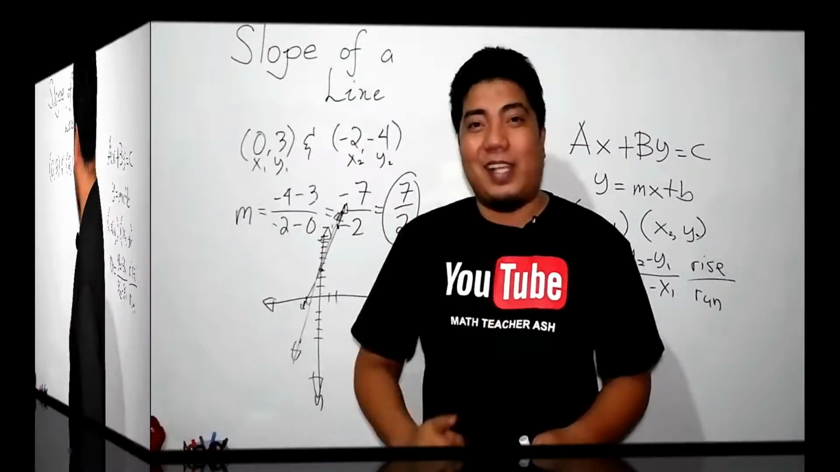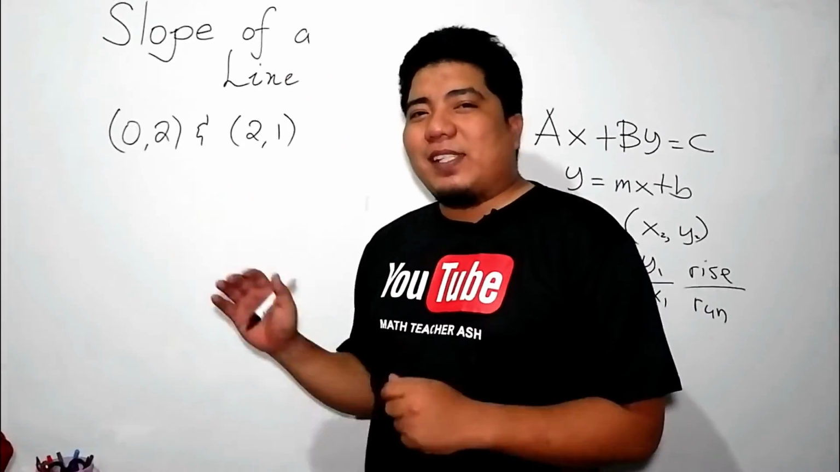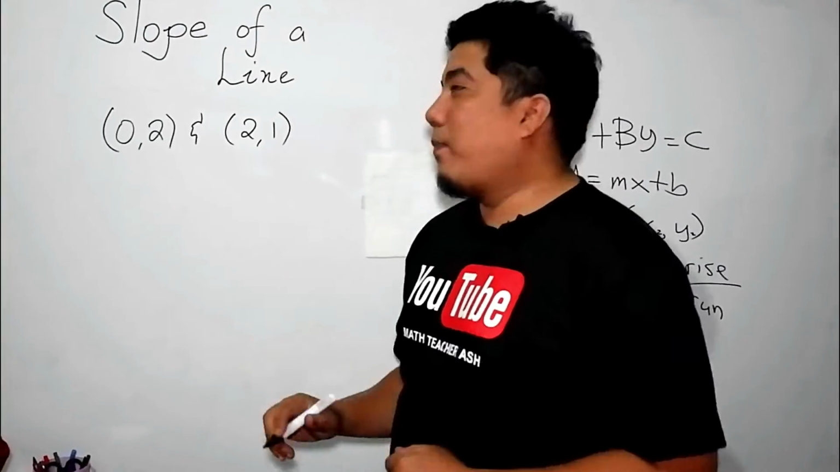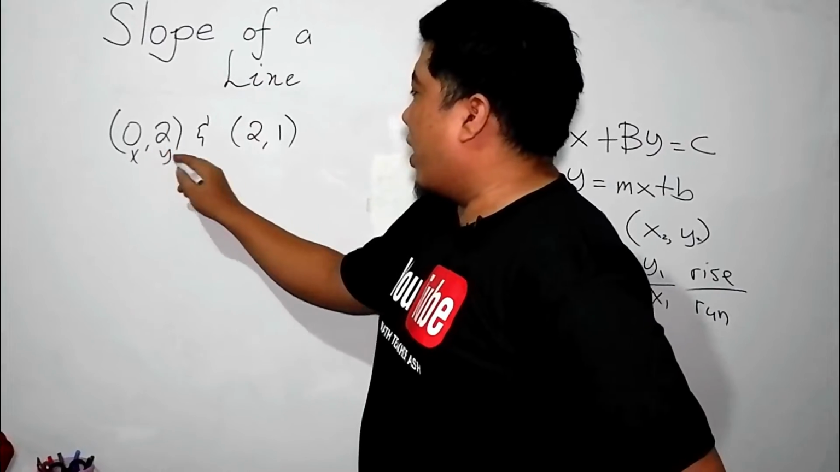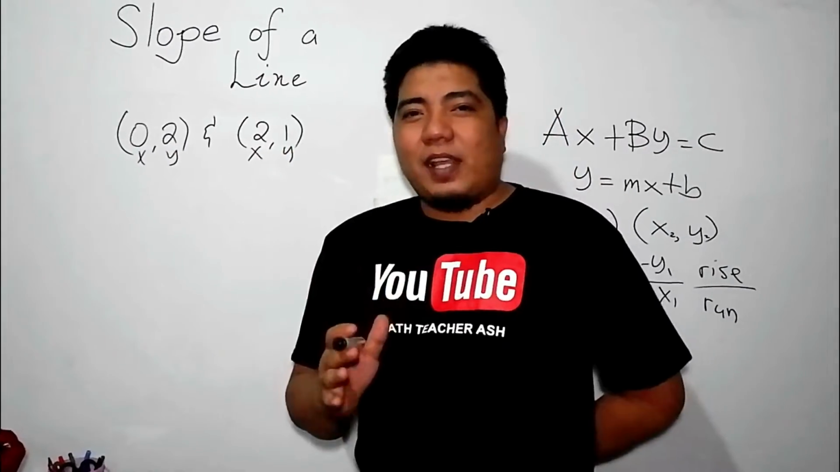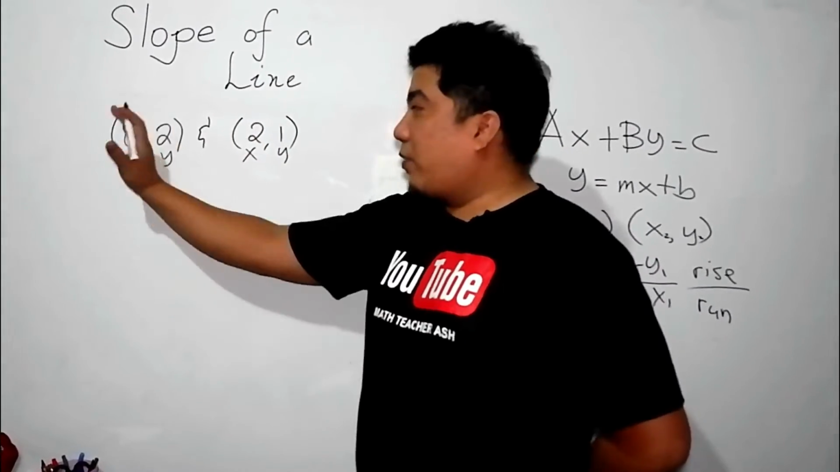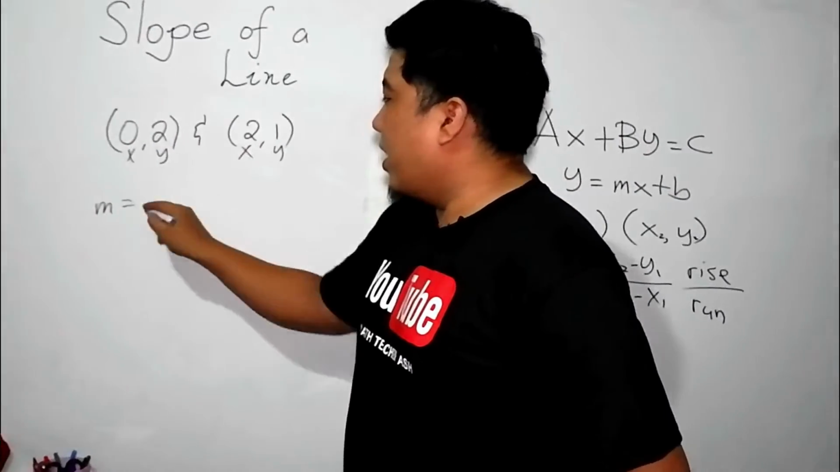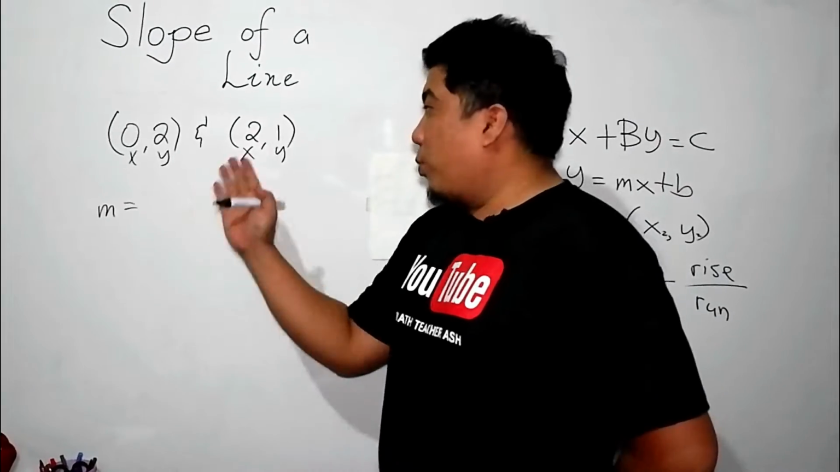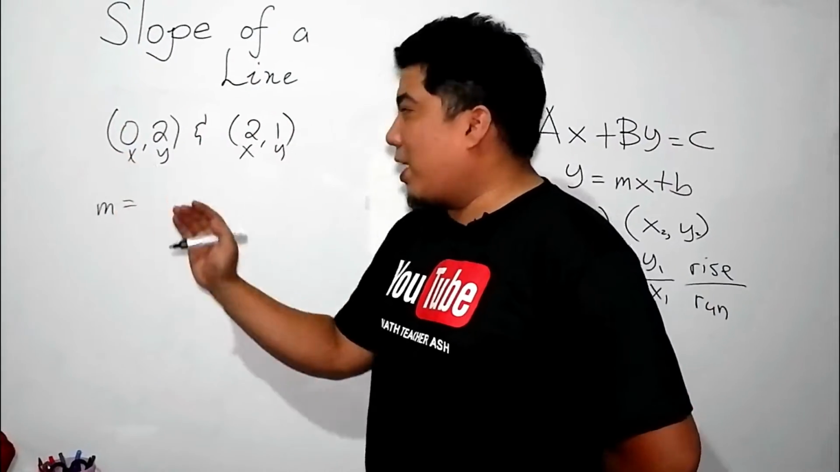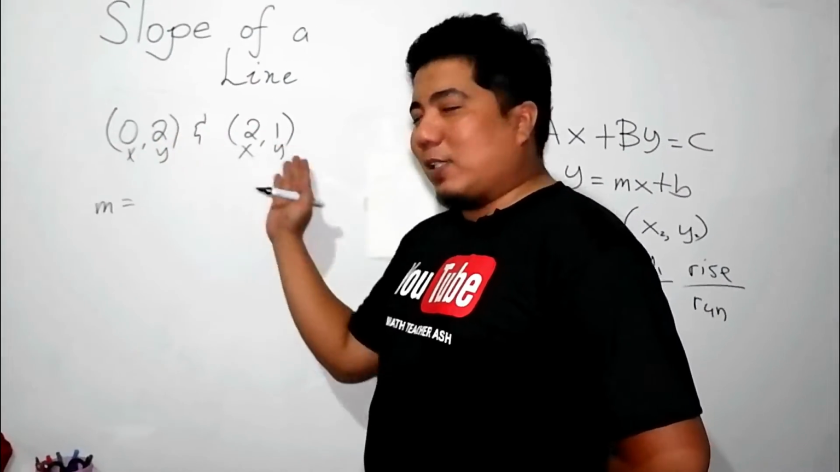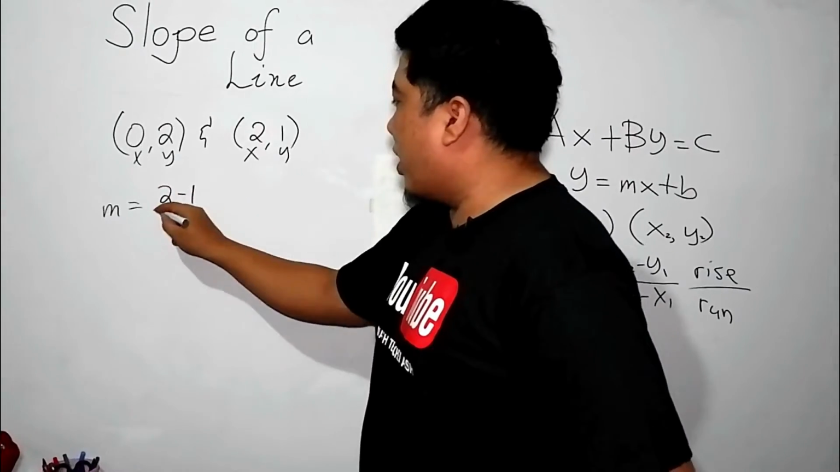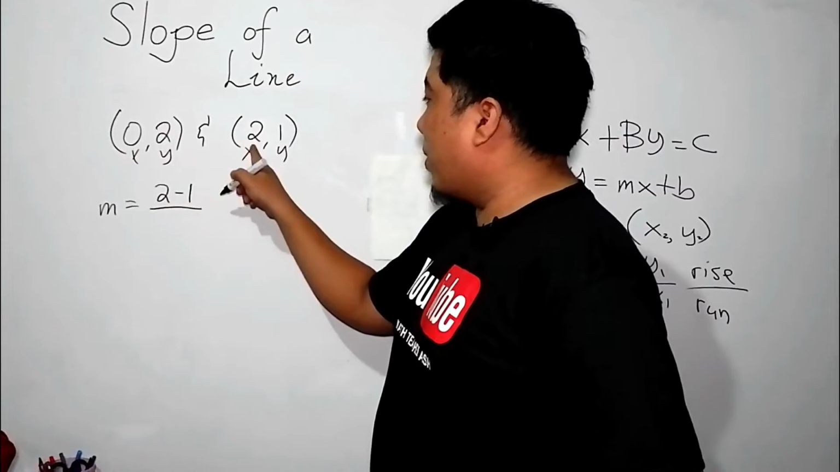Now, let's consider another example. Okay, math learners, we have the second example here, 0, 2, and then 2, 1. Now, remember, these are x and y, x and y. As I've said earlier, you can either way start from here to here or here to here. Okay, so in solving, on the first example, we started from here, subtracted to here. Now, let's try, we start from here, then subtracted to here. So, this is 2 minus 1. That is 2 minus 1. And then, 0 minus 2.